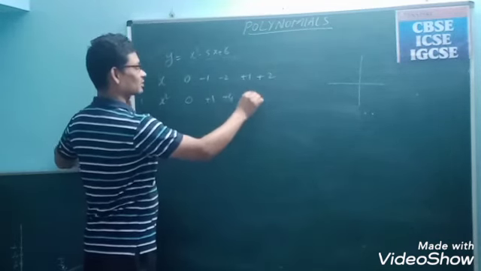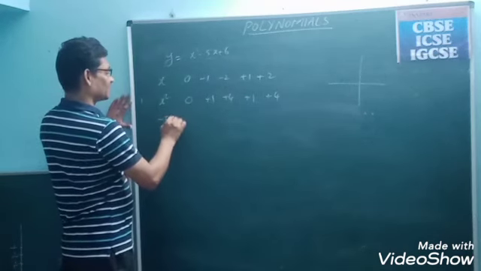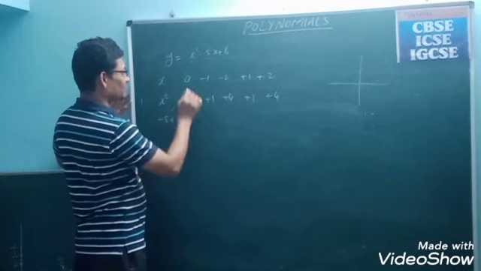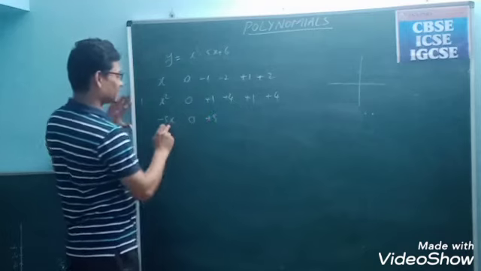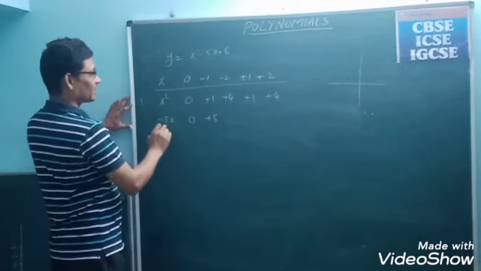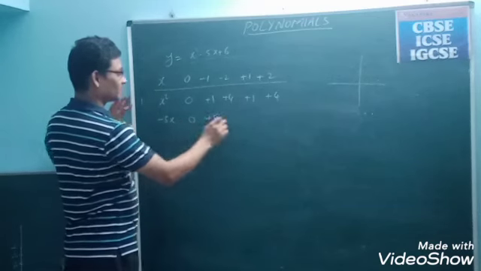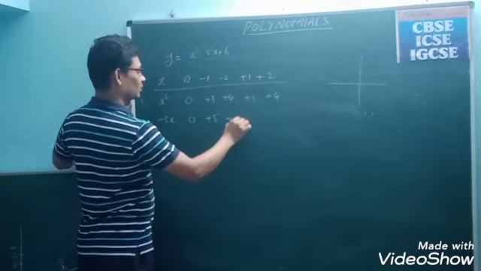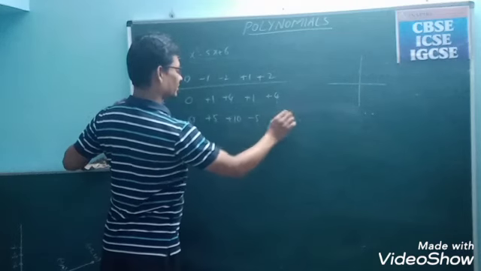x square is +4 here. +1 square is also +1. +2 square is +4. Then the second term is -5x. -5 into 0 is 0. -5 into -1 is +5. I am just substituting these x values here. If x is -1, -5 into -1 will become +5. -5 into -2 will become +10. -5 into +1 is -5, and -5 into +2 is -10.